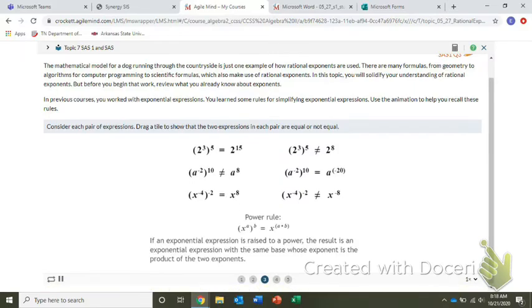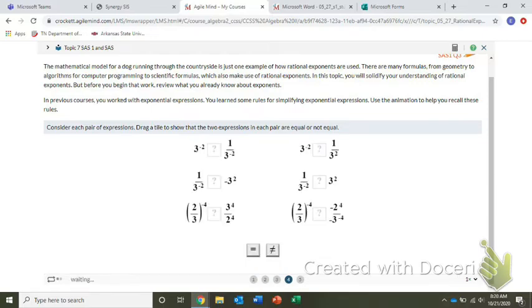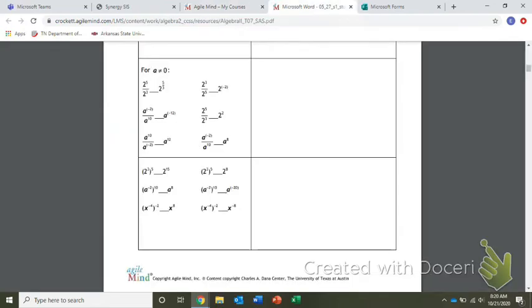So if you hit the rule, it says the exact same thing I've said. If an expression is raised to a power, the result is an exponential expression with the same base whose exponent is the product of the two exponents. Okay? The word product means to multiply. Okay, the next one, if you hit the blue 4, it'll bring this up. Now, this one is a little bit tricky, and we often forget about this rule when we are simplifying these expressions.